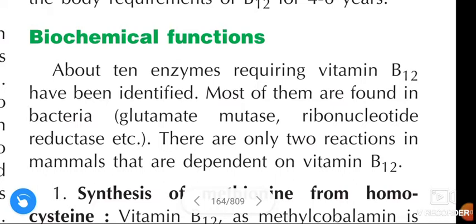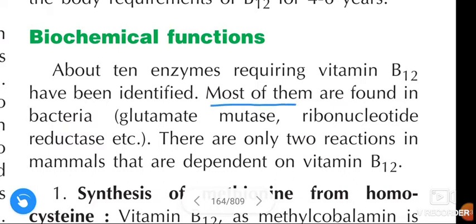In this video, we are going to learn about the biochemical functions of vitamin B12 cobalamin. About 10 enzymes requiring vitamin B12 have been identified. Most of them are found in bacteria.